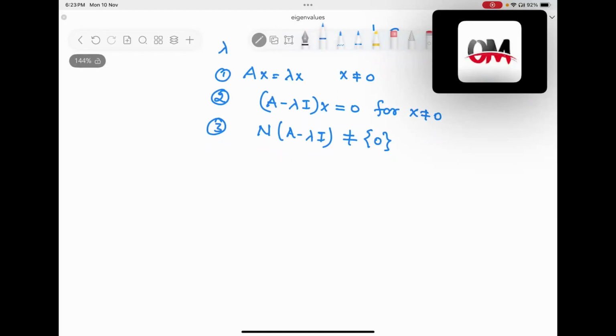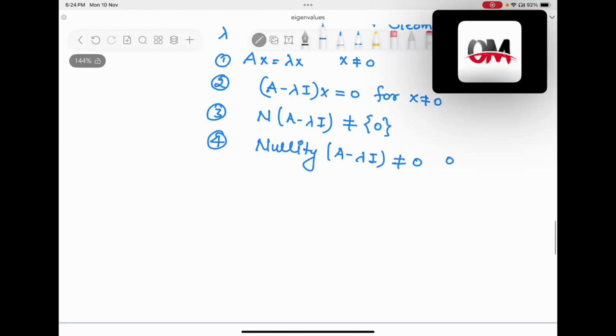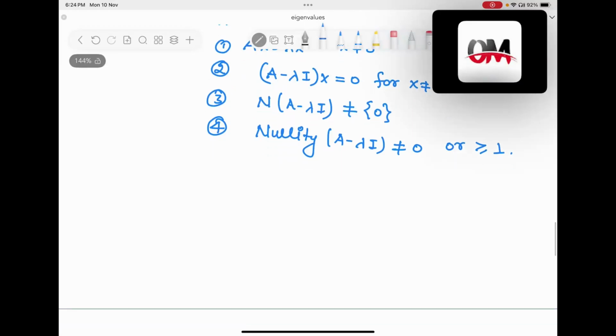Both are the same thing, 2 and 3. Yes, sir. So from 3, can't we write nullity of A minus lambda I is not equal to 0, or you can write greater than or equal to 1, right? Because the null space is not 0. And from the fourth one, can you write rank of A minus lambda I is less than n.